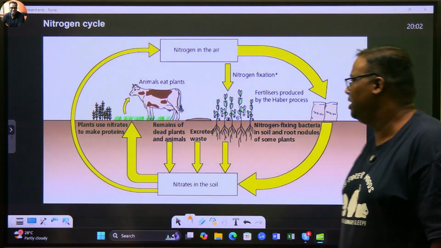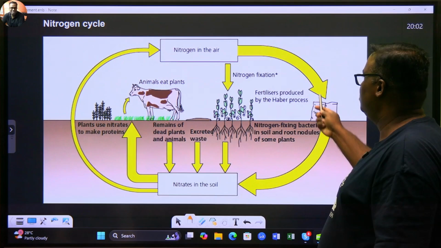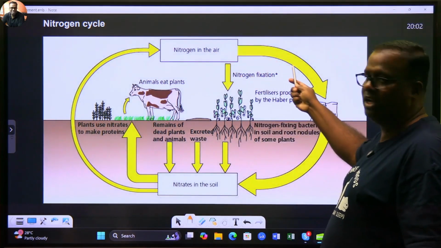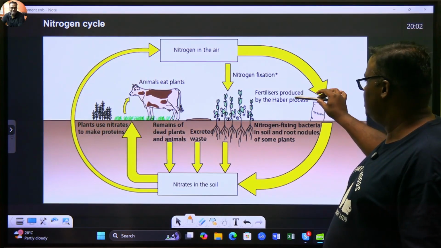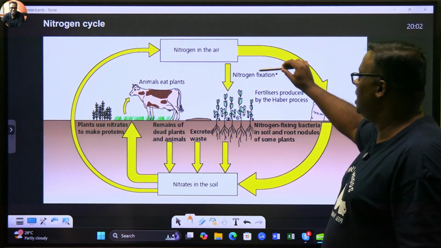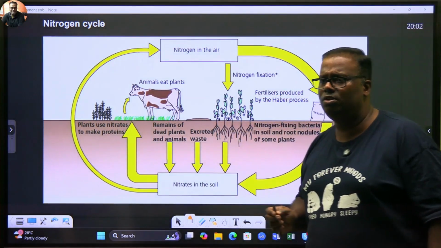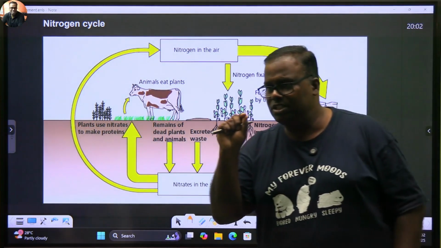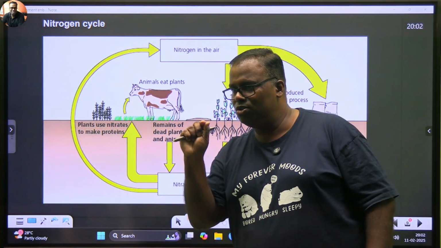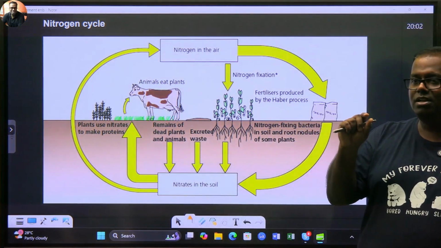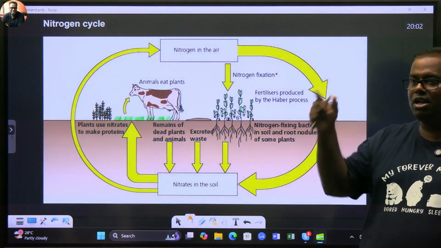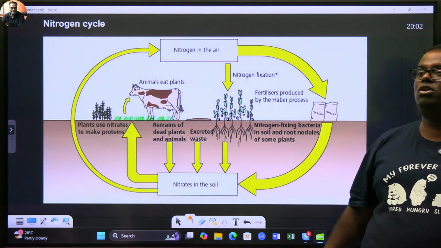This is what I was saying. All these show you how nitrogen goes inside. Nitrogen in the air, so we know by lightning and all, it can go inside. Fertilizers are produced by the Haber process. Nitrogen fixation. I hope in biology you have read that there is a bacteria called rhizobium in the root nodules of leguminous plants like peas. Pea, mutter. Pea is a leguminous plant, a climber. So there is a bacteria called rhizobium.